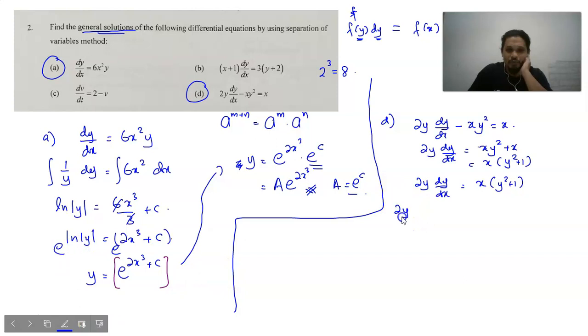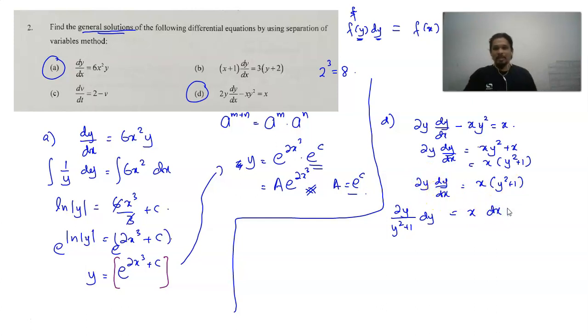Okay, 2y divided by y squared plus 1 dy equal to x dx. There's no x here except for this one, x dx. So it's time for us to integrate left and right for both of these. Now let's focus on this left side here: the integral of 2y divided by y squared plus 1.